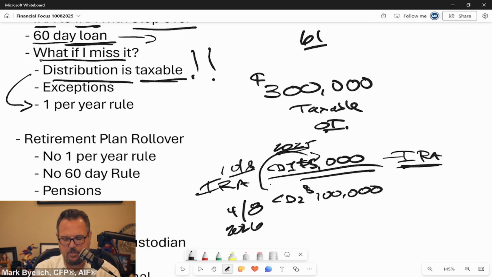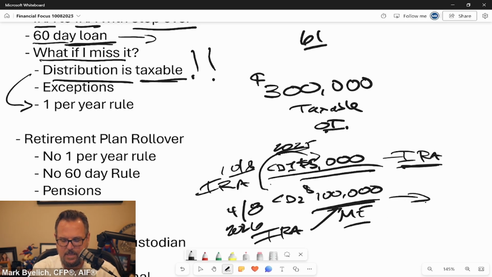So 10/8/2025. Now you say, you know what? I have this other CD that's due for $100,000. Now that last time worked pretty well because it's a little bit of a pain to move the money directly from the bank to my IRA investment account. I'm just going to take a distribution. I'll take it in my name and then I'll put it into the next account. So I take it from an IRA, made out to me, and then I put it into my IRA.